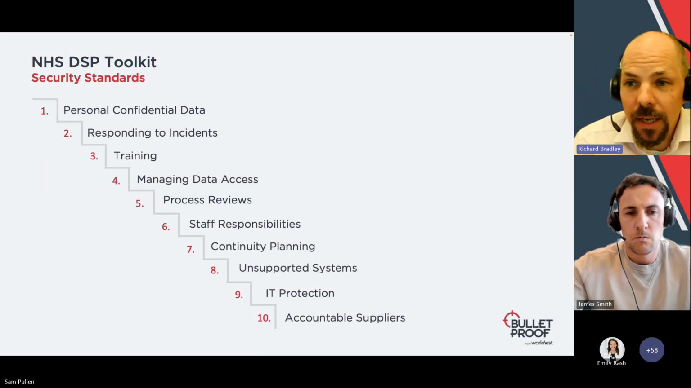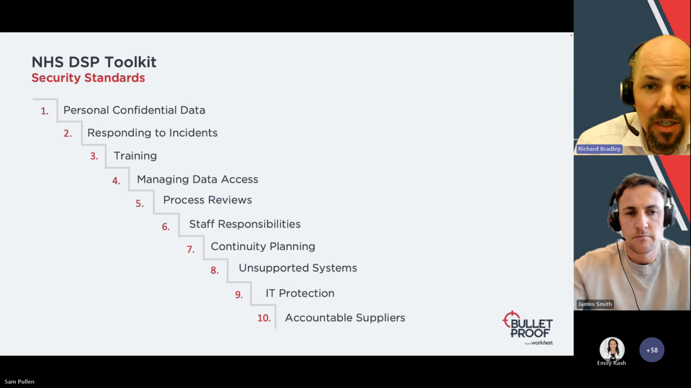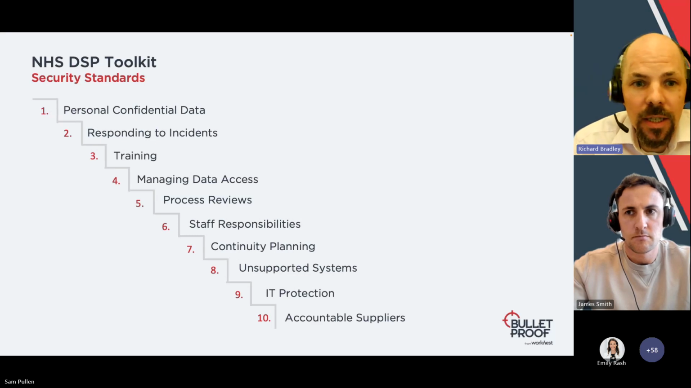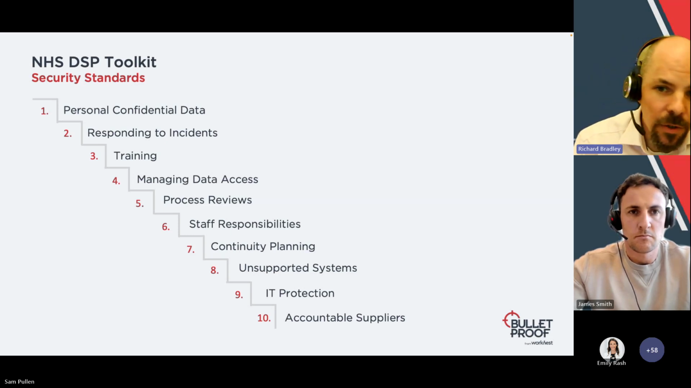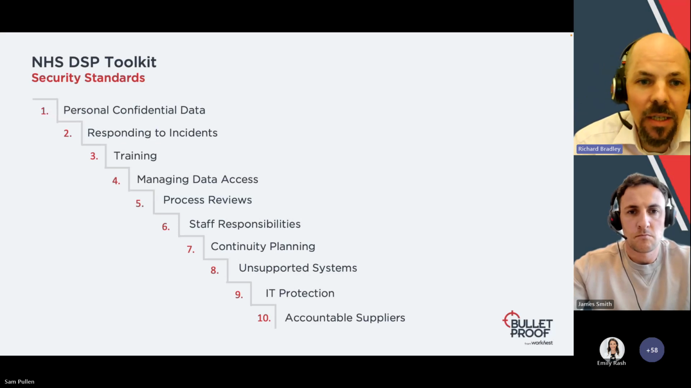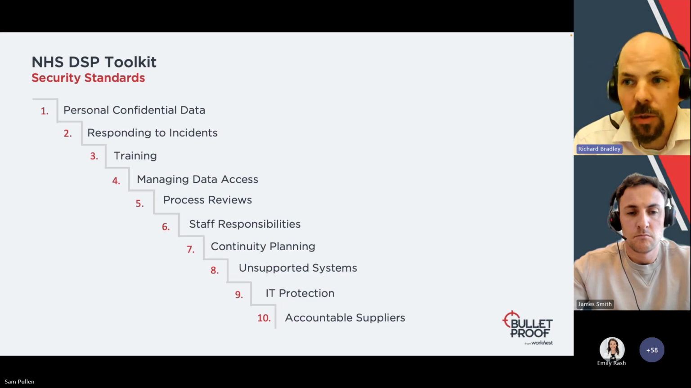Next up, we have the training itself. So essentially, you need to make sure that everyone has an appropriate understanding of information governance and security. And there is flexibility here. There was less so a few years ago because there was some standard mandatory training across the entirety of the sector. Now there is more flexibility within the organisation to determine what's appropriate.